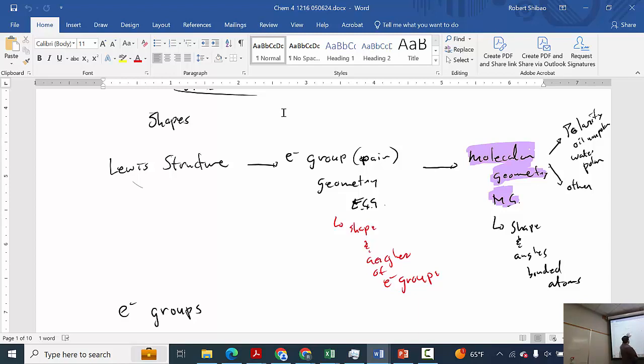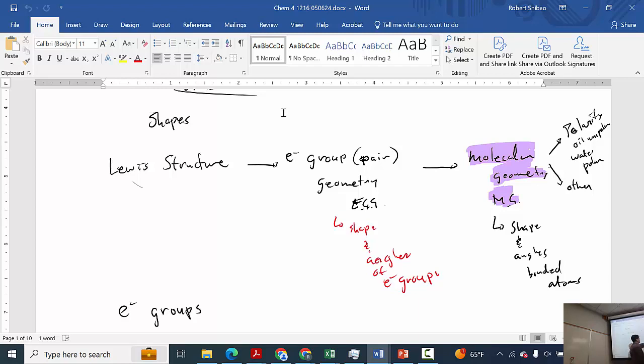And so if we're interested in the shapes of these, then the first thing we need to do is figure out how many electron groups or pairs. Electron pairs is a bit of a misnomer because it could be more than one pair of electrons, pair being two. Sometimes it's only one electron, sometimes it's 6 electrons. That's considered a group. And so we look at the electron group geometry, or the EGG.